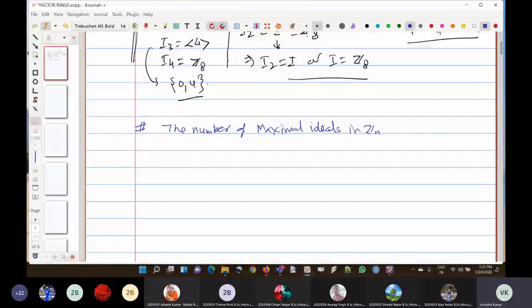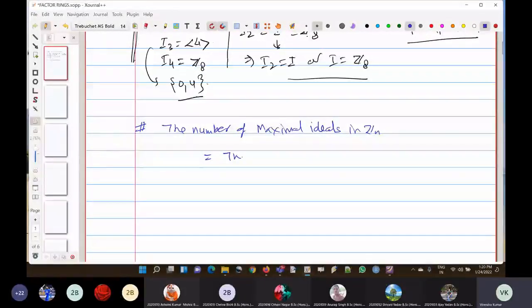So in particular cases, we cannot say anything in general. Of course, if that ring becomes a field, then we can say something. If the ring becomes an integral domain, then we can say something. But in a general ring, we cannot say anything. But in some particular cases, just like in Zn, we can say something. And this is equal to the number of prime divisors of n.